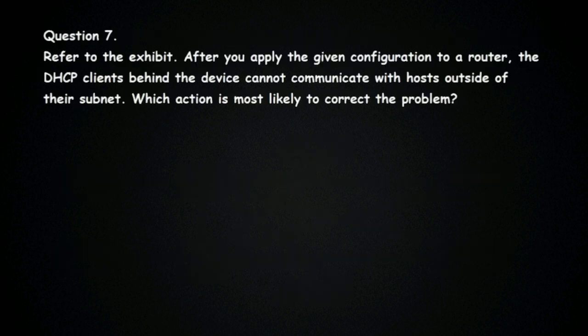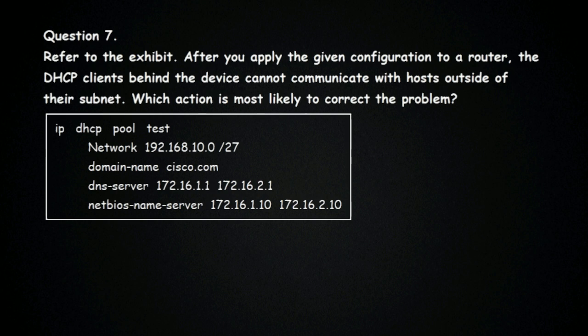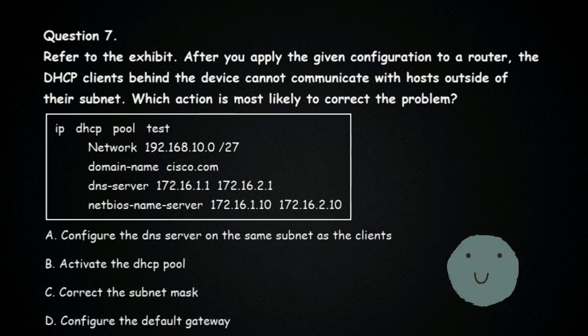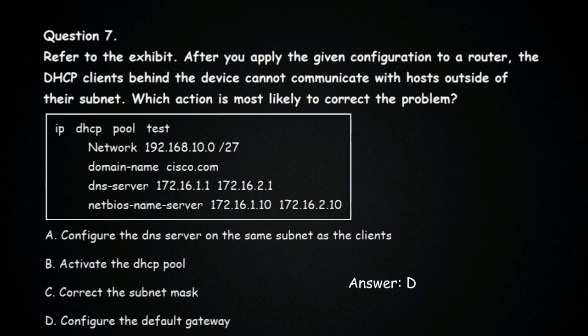Question 7. Refer to the exhibit. After you apply the given configuration to a router, the DHCP clients behind the device cannot communicate with hosts outside of their subnet. Which action is most likely to correct the problem? Options. Correct answer is D. Configure the default gateway.